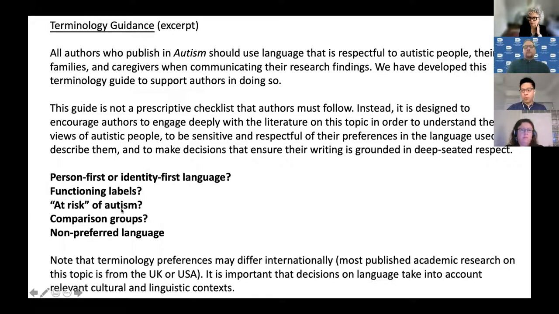Also there are topics about the terminology related to so-called "at risk for autism" versus likelihood or probability of having autism, and how we describe and operationalize the comparison group in a so-called case-control design framework that has been used quite widely in psychological research and medical research. We also outline some non-preferred language for the authors' consideration. But most importantly, we recognize that the terminology preferences and all this knowledge are generally generated so far from research and community engagement efforts in the UK, the USA, Canada, Australia, and some other European countries. So the decision still needs to be made based on local context.